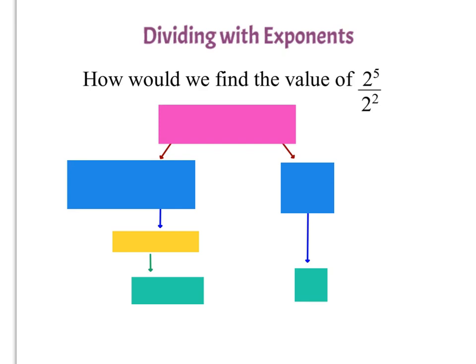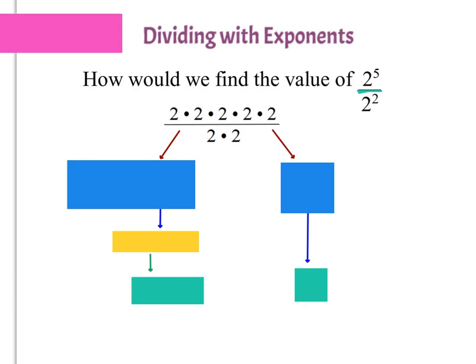So the question's asking, how would we find the value of 2 to the 5th divided by 2 to the 2nd? Remember, this bar, yes, it's a fraction, but it also means division. So what would it look like if I expanded it out so I didn't have any exponents? 2 to the 5th would have 5 2's: 2 times 2 times 2 times 2 times 2. 2 to the 2nd would have 2: 2 times 2.